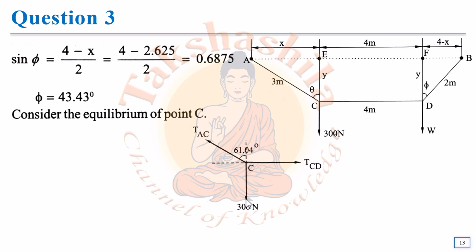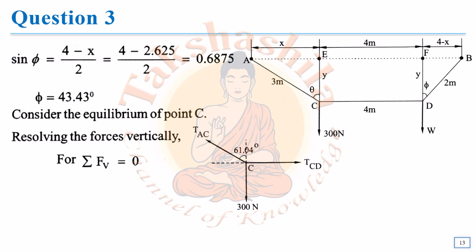Let's apply equilibrium conditions, starting with sigma Fv is equal to 0, resolving forces vertically. What will be the value of sigma Fv? Here we have TAC acting like this. So this will have a vertical component whose value will be equal to TAC times cos 61.04. It will be a positive quantity because this component will be acting in the upward direction, minus 300. 300 is acting in the downward direction. This can be equated to 0.